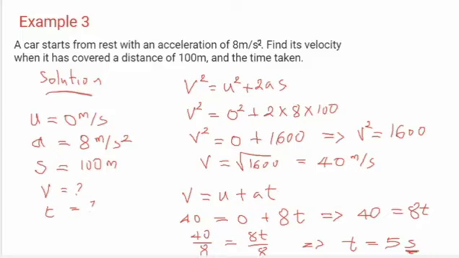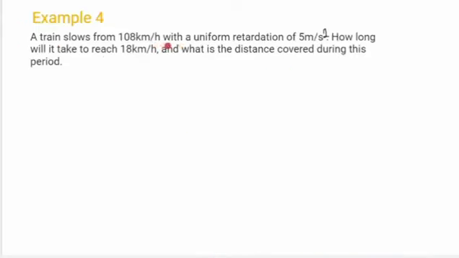Alright, one more question. The train slows from 108 km per hour with a uniform retardation of 5 meters per second square. How long will it take to reach 18 km per hour, and what is the distance covered during this period? Alright, so solution.